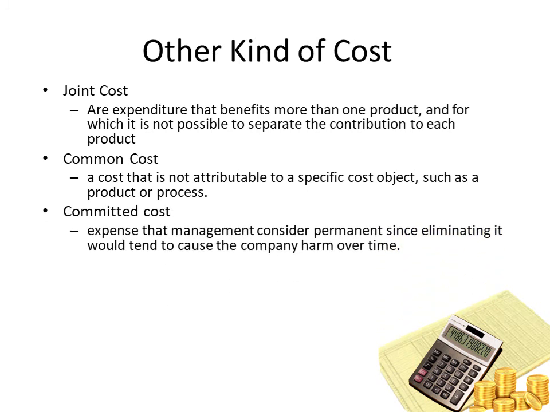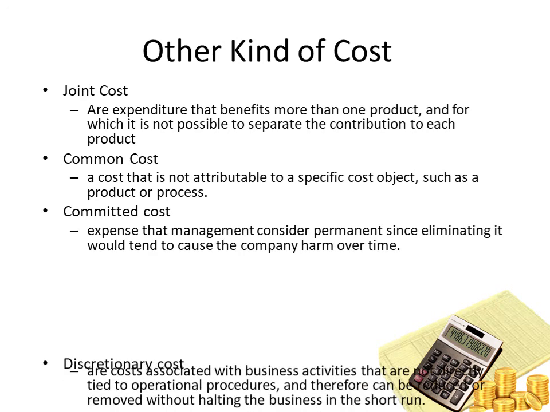And next, we also have the committed cost. These are costs or expenses that the management considers permanent and cannot be eliminated, and tend to cost the company higher over time. Example, there are contracts that you cannot terminate. Since there is already a contract, it is a committed cost, because any termination would mean breach of contract or loss of the opportunity to transact business with this organization.